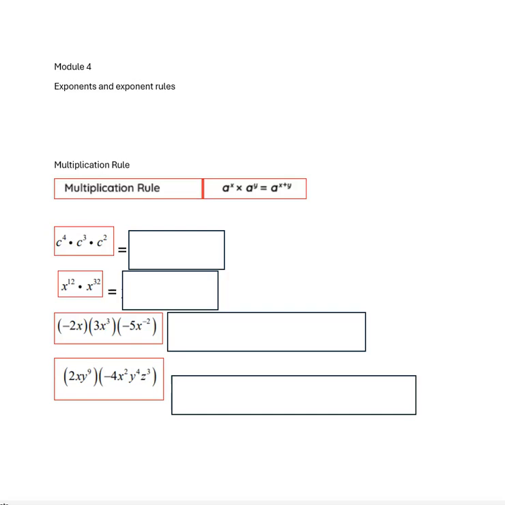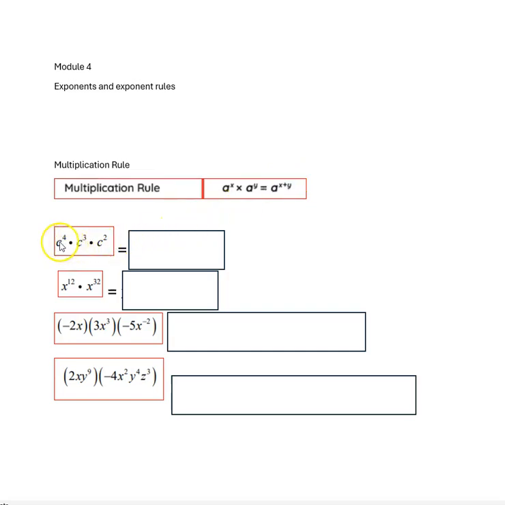The first one is called the multiplication rule. And notice what I have here. The large number at the bottom is called the base. The little one is called the exponent. So if you have the same bases and you're multiplying them, all you do is add the exponents.